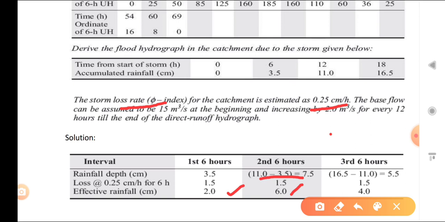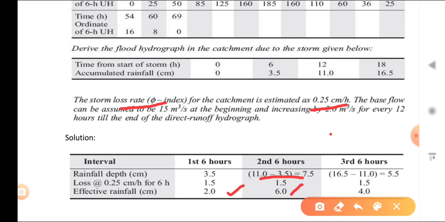Okay. And similarly for the third 6 hours, what will be the total there? It will be 5.5. And again, what is the total loss? The rate is the same, 0.25. So what is the total time? 6 hours. So how will we find it? 0.25 multiplied by 6. How much will it be? It will be 1.5. Total loss is 1.5.